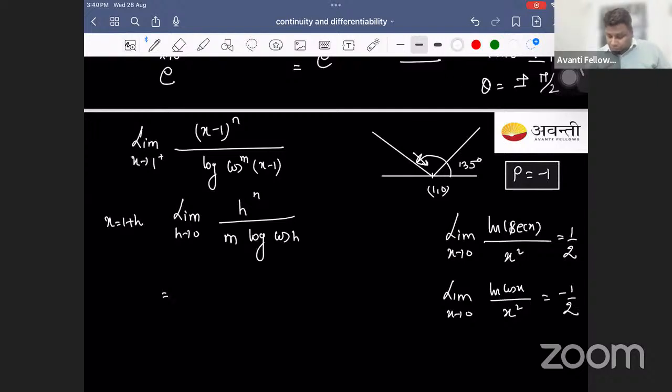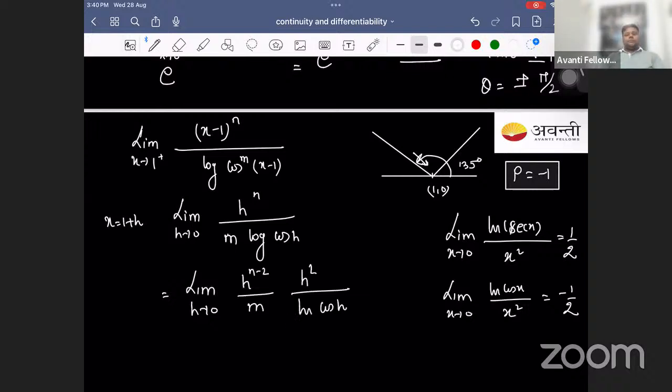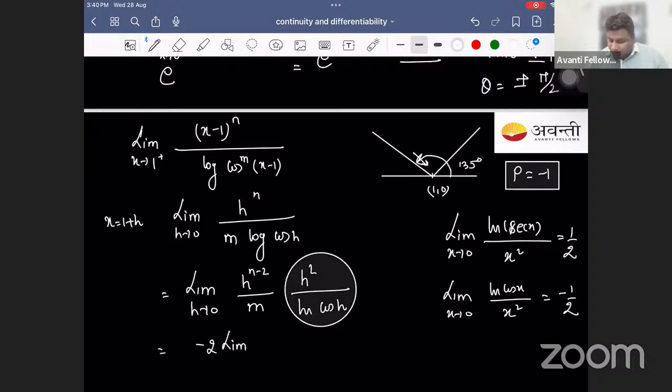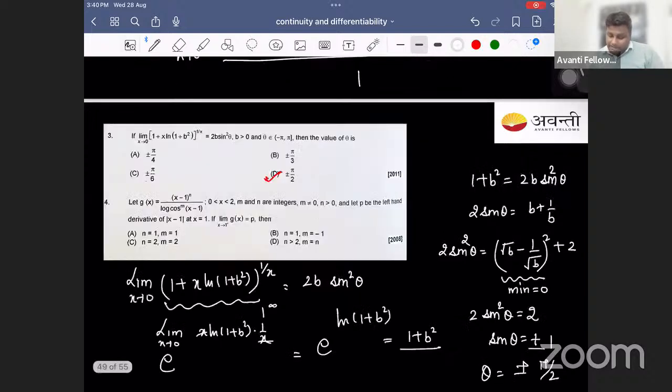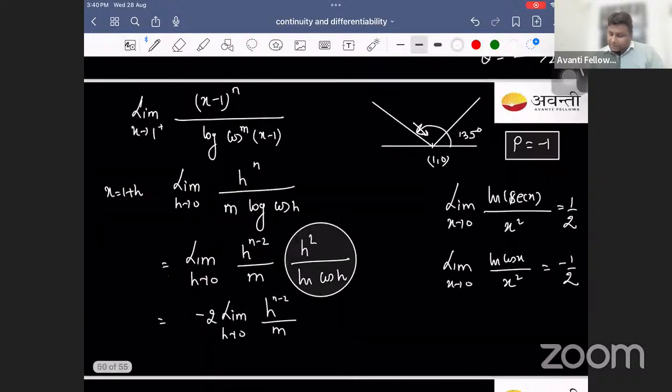So this is going to be the limit as h approaches 0. I'm writing it as h to the power n minus 2 upon ln cos h, with 2h substituted, so h square upon ln cos h. Got it? This value is going to be minus 2. So minus 2 times the limit as h approaches 0 of h to the power n minus 2 upon m. Now they are saying this equals p. P was what? Minus 1.